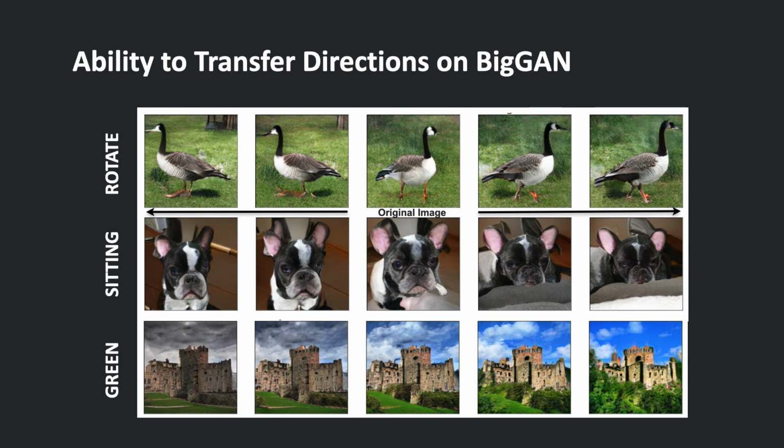The directions found by our method are highly transferable between ImageNet classes. For instance, the directions learned from the Bulbul class are able to rotate a goose and add greenness to castle classes. An interesting transferred direction is sitting, which manipulates the latent code so that the bird in the Bulbul class sits on a tree. When applied to the class bulldog, this direction also causes the dog to stand up or sit down.